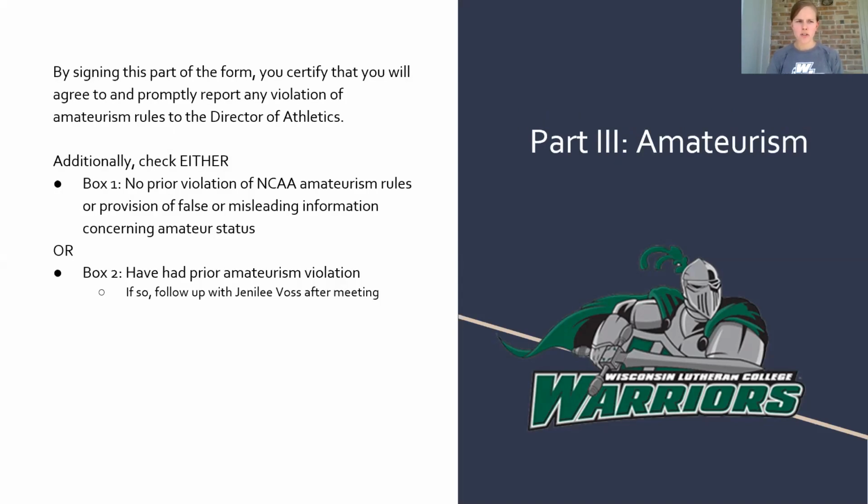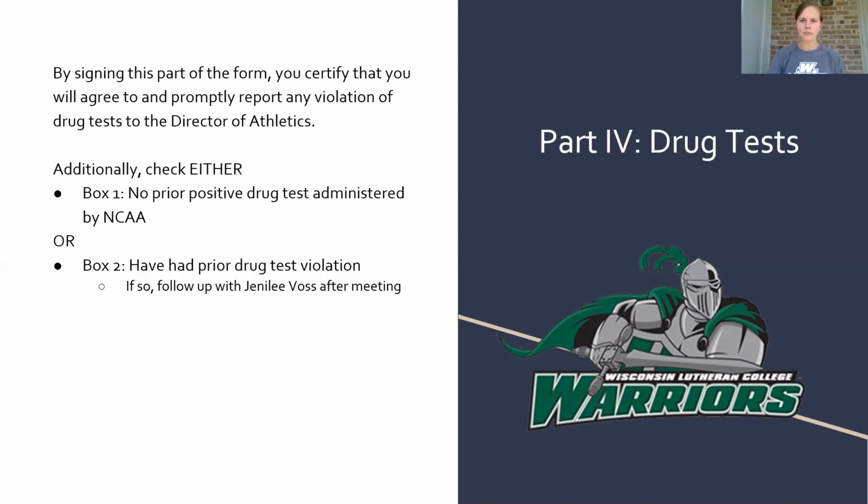Part 3 is about amateurism. By signing this part of the form, you certify that you agree to and will promptly report any violation of amateurism rules to the Director of Athletics. Additionally, you will check either box 1, that you have not had any prior violations of NCAA amateurism rules or provision of false or misleading information concerning amateur status, or box 2 that you have had a prior amateurism violation, and if so, be sure to follow up with me after.